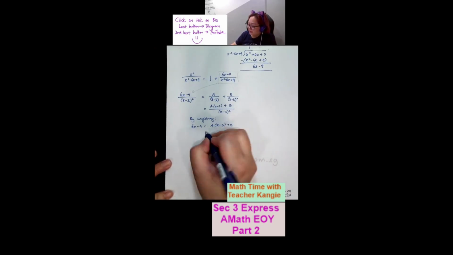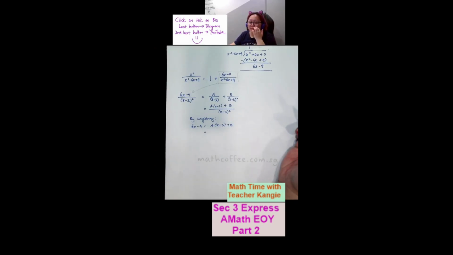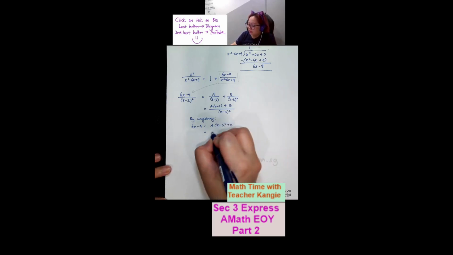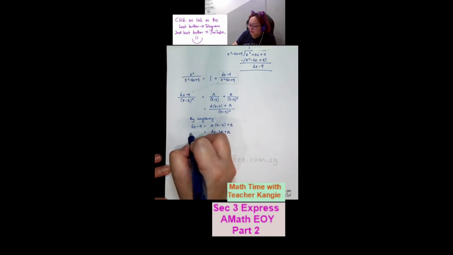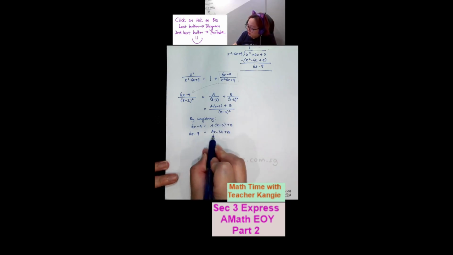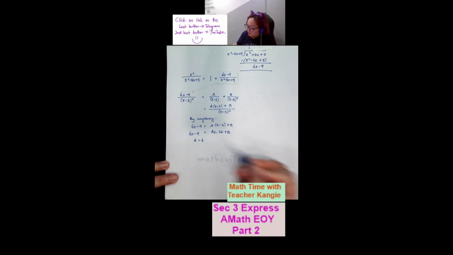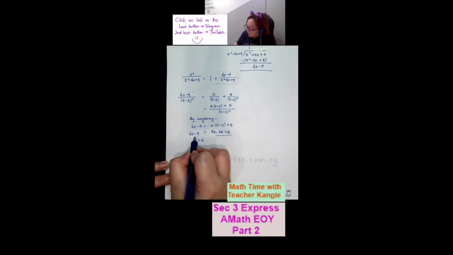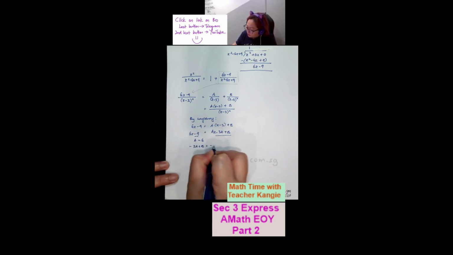Let's expand the right hand side. I choose comparing because this one is actually very easy to expand. If it's difficult to expand, then you have to use the other method, substitute a suitable value. So now this is Ax minus 3A plus B, and this is 6x minus 9. So straight away we know A is 6. And then as for this, it is equal to negative 9. So minus 3A plus B is equal to negative 9.